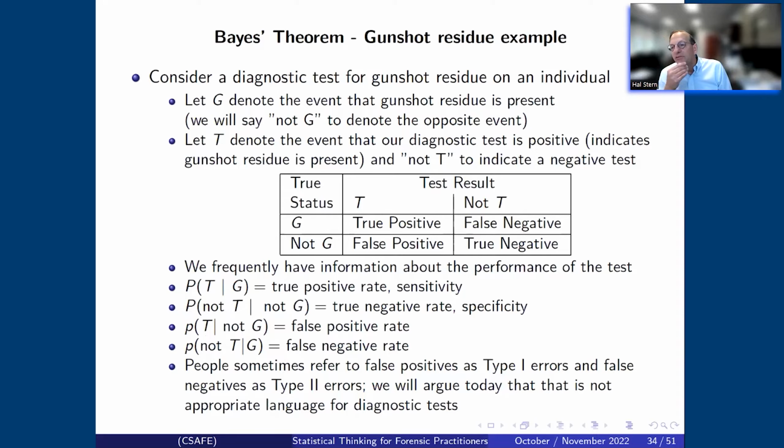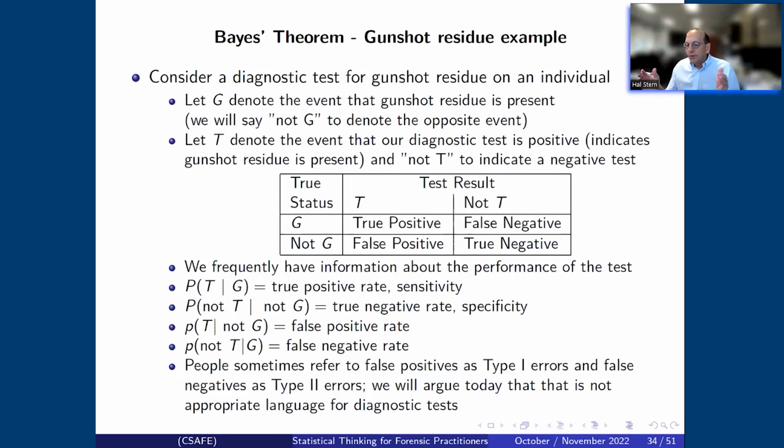If you have had some statistics, you may be familiar with the notion of a false positive as a type 1 error and a false negative as a type 2 error. I don't believe that's appropriate language in this case, and we'll see that in a subsequent session of the short course. But I won't use that language anymore today. So we'll talk about false positives and false negatives.